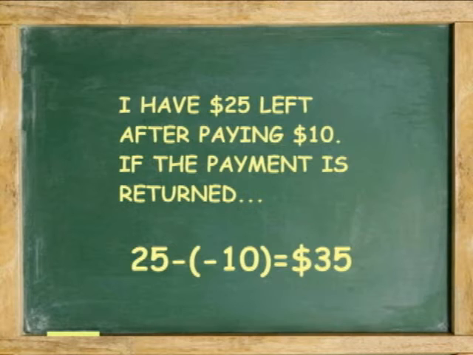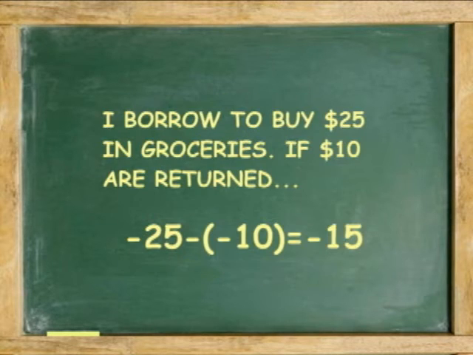Let's try a variation of the same problem. I borrow to buy $25 in groceries. If $10 are returned, -25 minus -10 equals -15. Notice that because there is a benefit from taking away a negative, the result of negative times negative is positive.